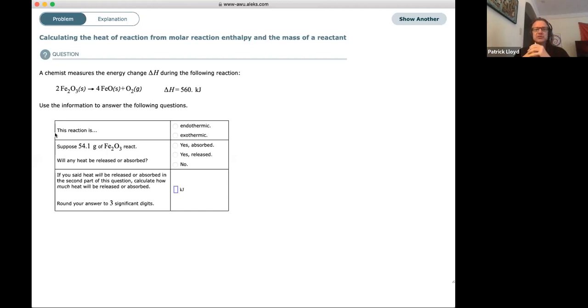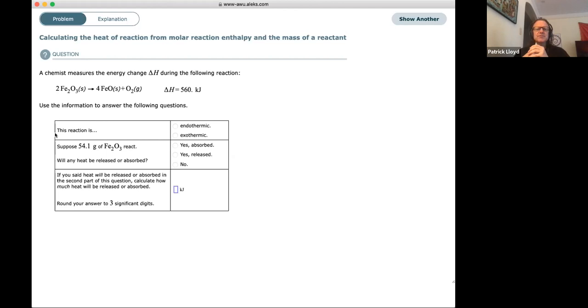A chemist measures the energy change, delta H, during the following reaction: 2Fe2O3 solid is converted into 4FeO solid plus O2 gas, and delta H for this reaction is 560 kilojoules. Sometimes, when you look at these problems, whether in a textbook or on Alex, some of the textbooks will put the units as kilojoules per mole. So just be aware of that. It's not a particularly important issue. It's just a detail of how they want to report the information.